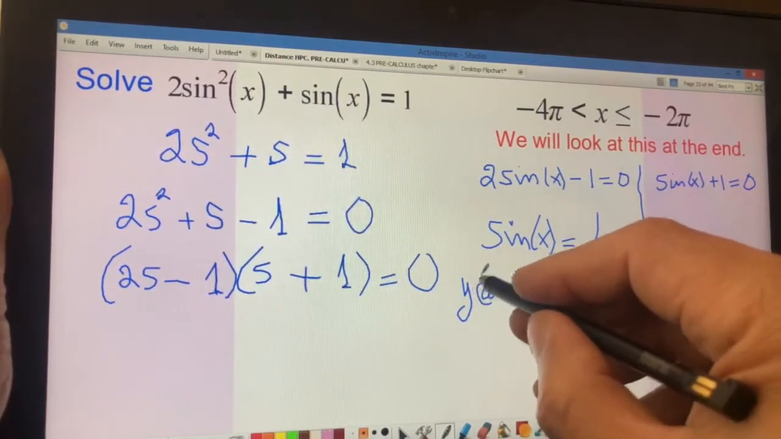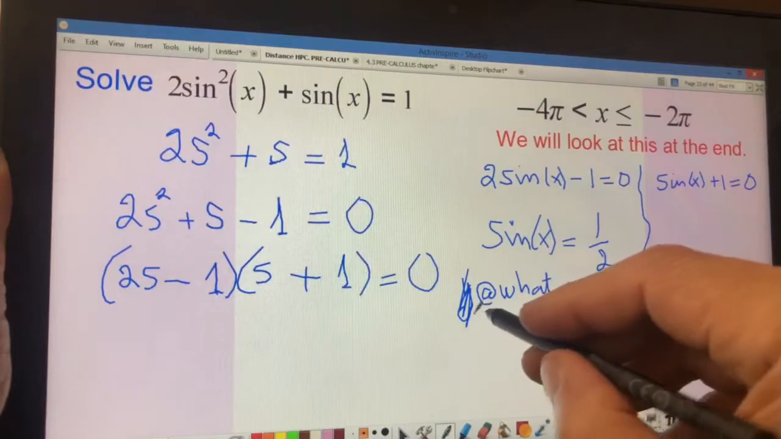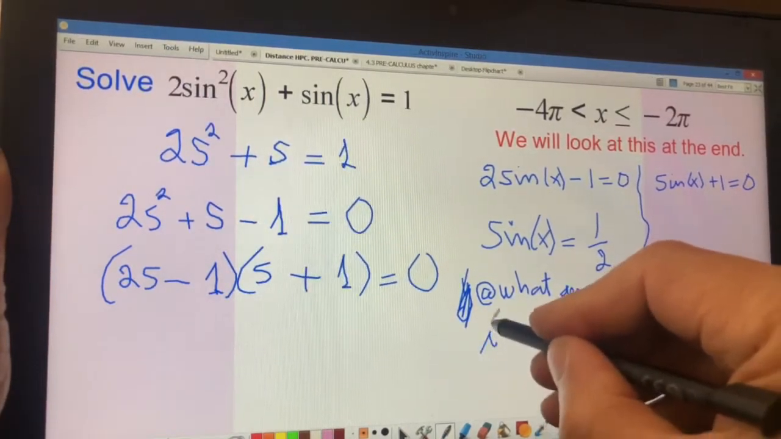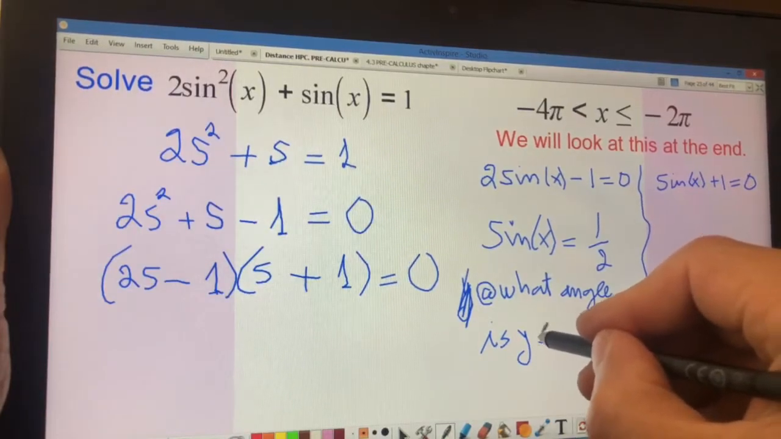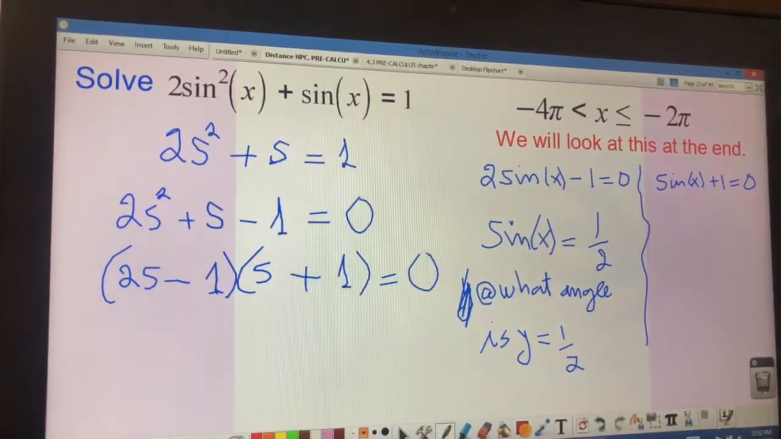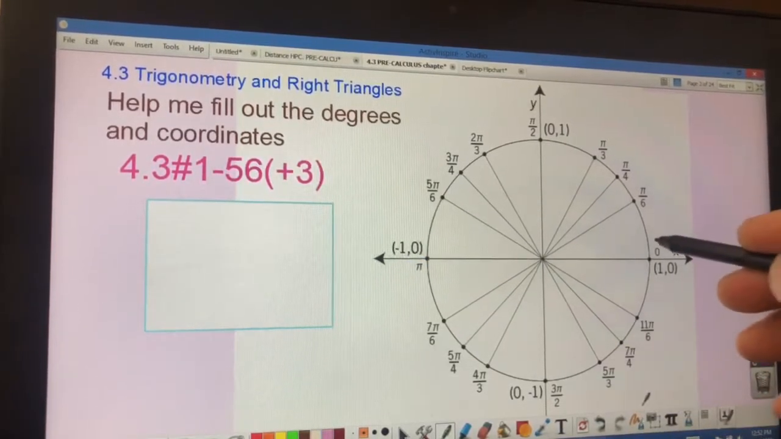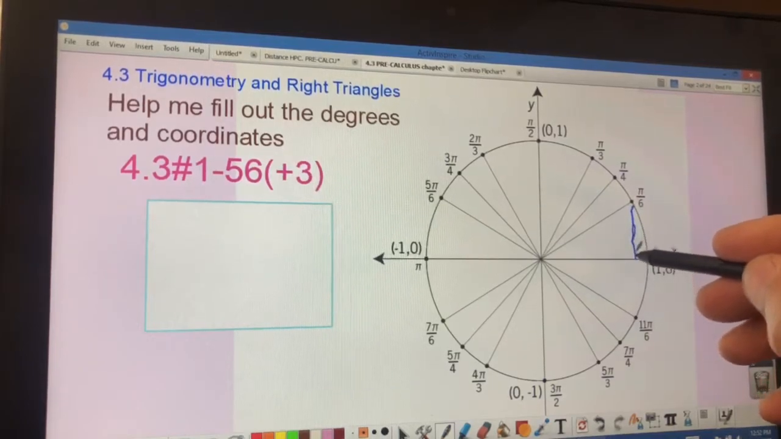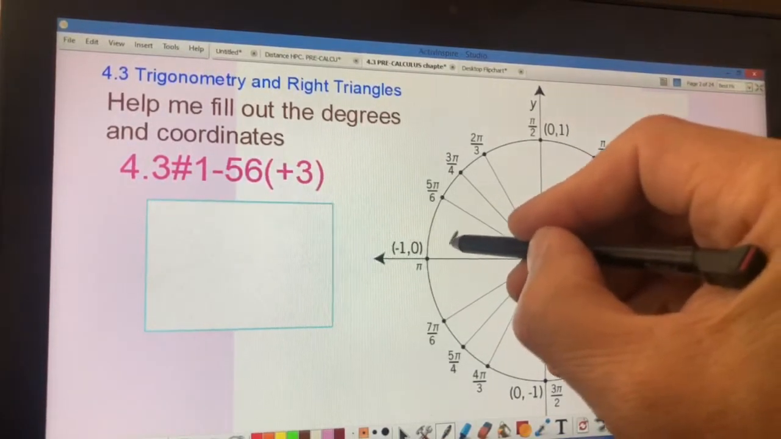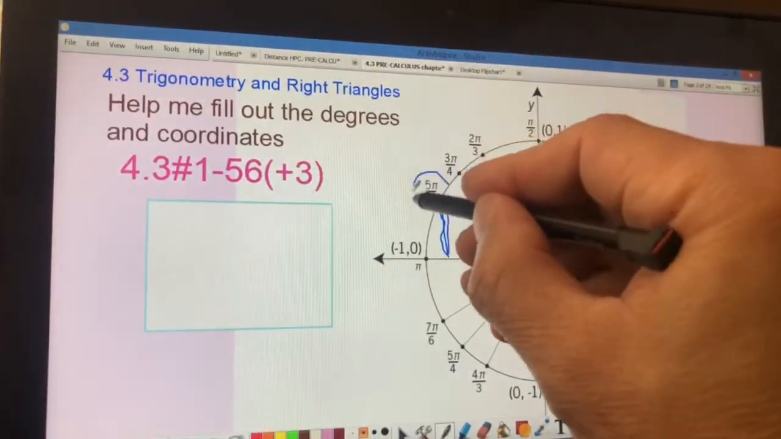Hold on, I think I missed a word. At what angle is the y equal to 1/2? Right, so at what angle is the y value 1/2? How do I know it's a y? Because it's a sine. So you just have to put that in context. Now let me look at the unit circle again. The sine is the height. The height is 1/2, or the y is going up that way. So this is the height 1/2, and also this. So these are your two angles.